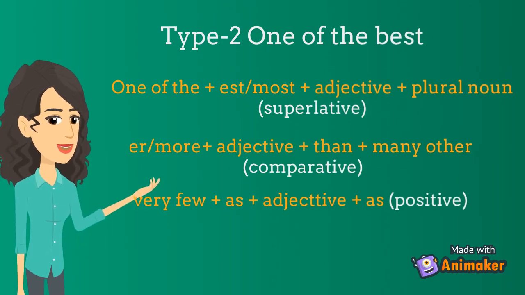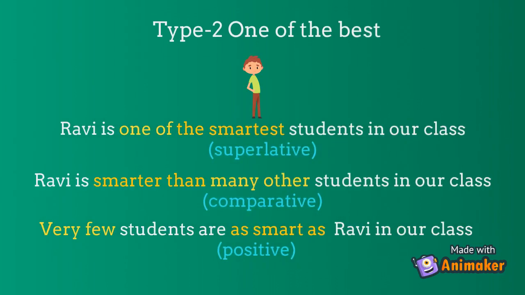In one of the best type, we have one of the plus adjective plus plural form of noun in superlative degree, adjective plus then plus many other in comparative degree, and very few plus adjective plus as in positive degree. To illustrate type 2, we say, Ravi is one of the smartest students in our class. This sentence is superlative degree because we have the smartest in the sentence. Here this sentence means Ravi is one among the smart students and there are many students like him in the class.